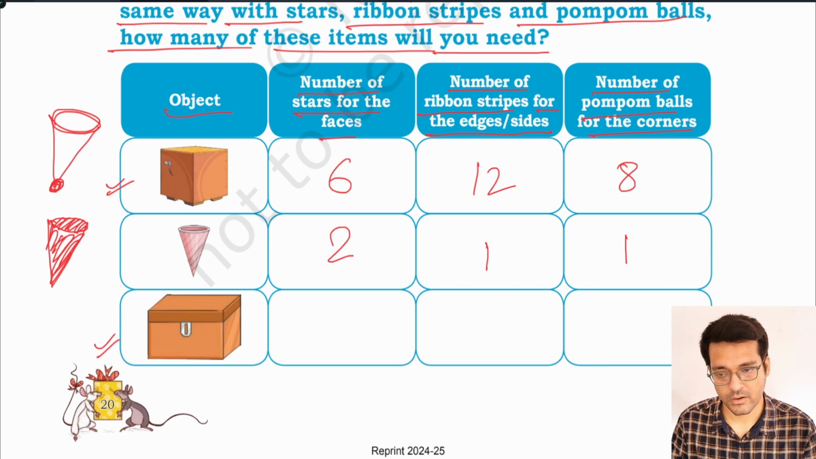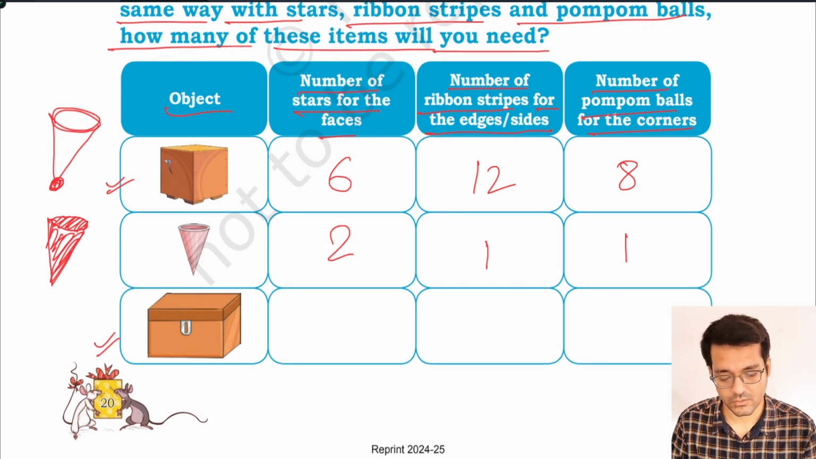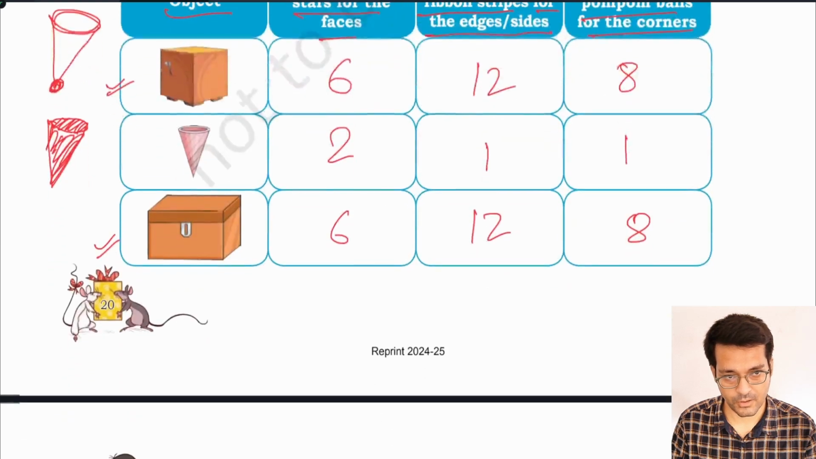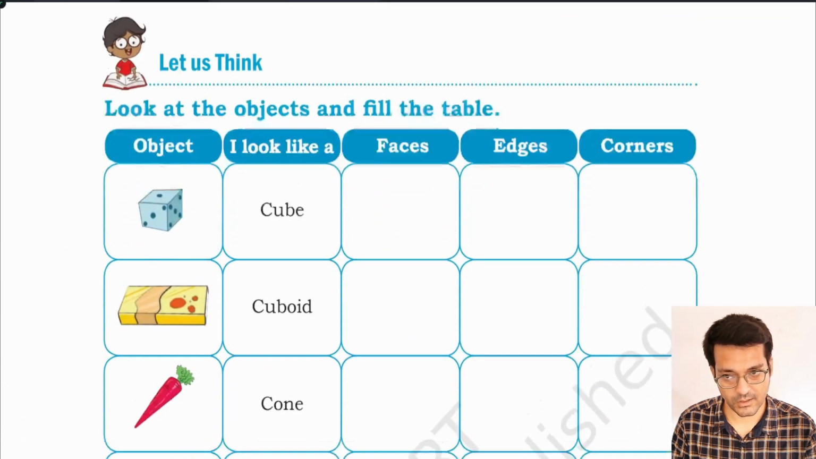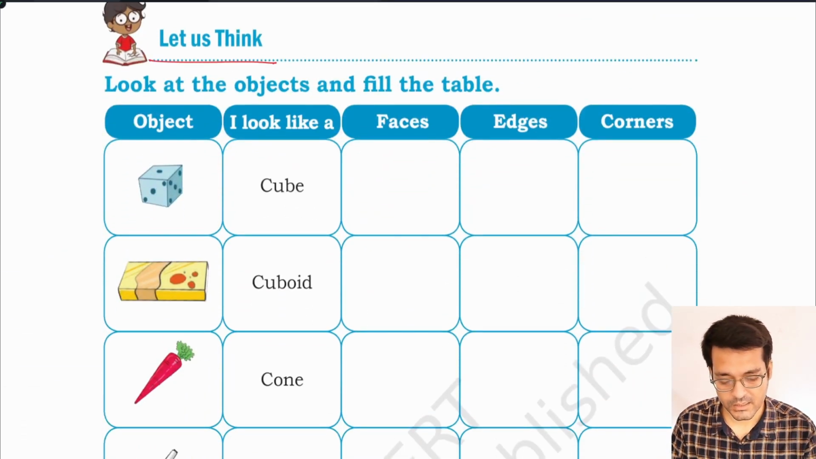Similarly, this is a cuboid shape box. So 6 faces, 6 stars, 12 ribbon strips, that is 12 edges or sides, and 8 corners, that is 8 pom-pom balls could be placed on 8 corners. Let us look at the object and fill the table.